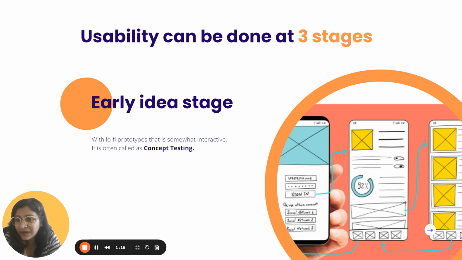So we take advantage of the concept testing stage, where we have some lo-fi prototypes, and we show them to the target audience. We select the participants and ask them to please test the product. In case the product has any glitches, or it's just not working out, we can make changes in the early idea stage itself. So it's an important stage to do usability testing.